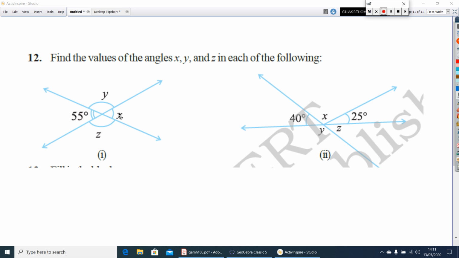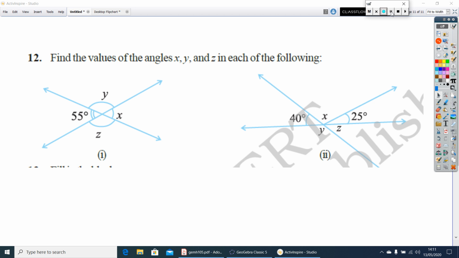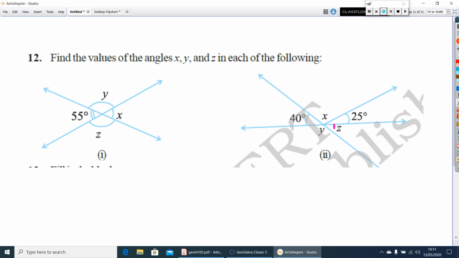So x is equal to 55. Y you can find out as 180 minus 55. And z is the same answer as y, vertically opposite angles. Here also you can find out in the same way. 40 and z are vertically opposite angles. So z you can get as 40.